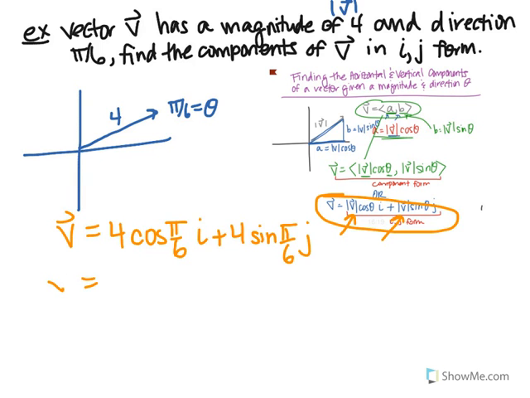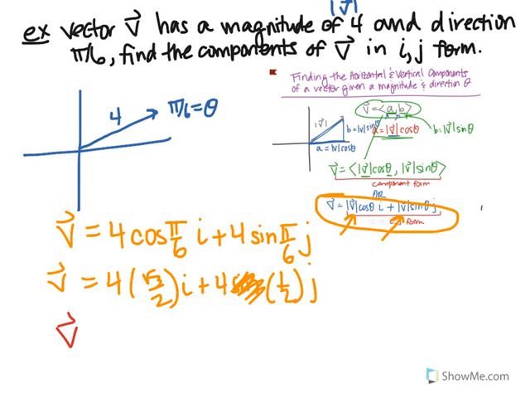So vector v would equal 4 times cosine of pi over 6, which is root 3 over 2, and that's the i, plus 4 times sine of pi over 6, which is 1/2, j. Oops, I don't need the sine, because sine of pi over 6 is 1/2. So then I can simplify. So this ends up becoming vector v as 2 root 3 i, plus, and then 2 goes into the 4 twice, 2j. So that would be my vector.